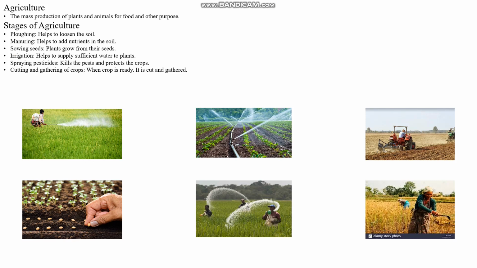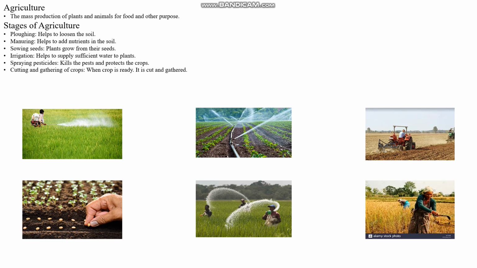Then it comes to irrigation. Irrigation means to supply water to the crops in a sufficient amount. This water is supplied through channels or pipes. After irrigation is done, pesticides are spread on the crops so that the crops can be protected from pests. And after the crops are ready, they are harvested. Harvest means to cut and gather the crops.